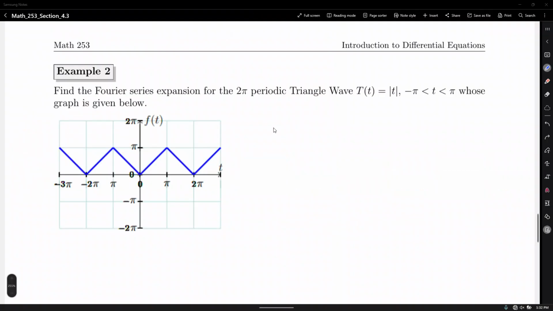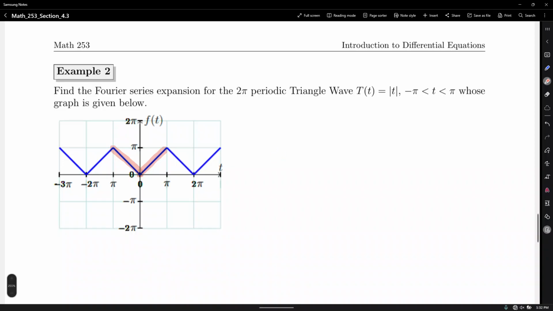Let's have a look at the second exercise. Find the Fourier series expansion for another 2 pi periodic triangular wave denoted T of t, uppercase T of t, which is the absolute value of t. I mean, you can see this, right? The absolute value. Let me actually highlight it instead. I mean, you guys know the absolute value. Right? However, we're making this function a periodic function, and as a result, it looks like a triangular wave.